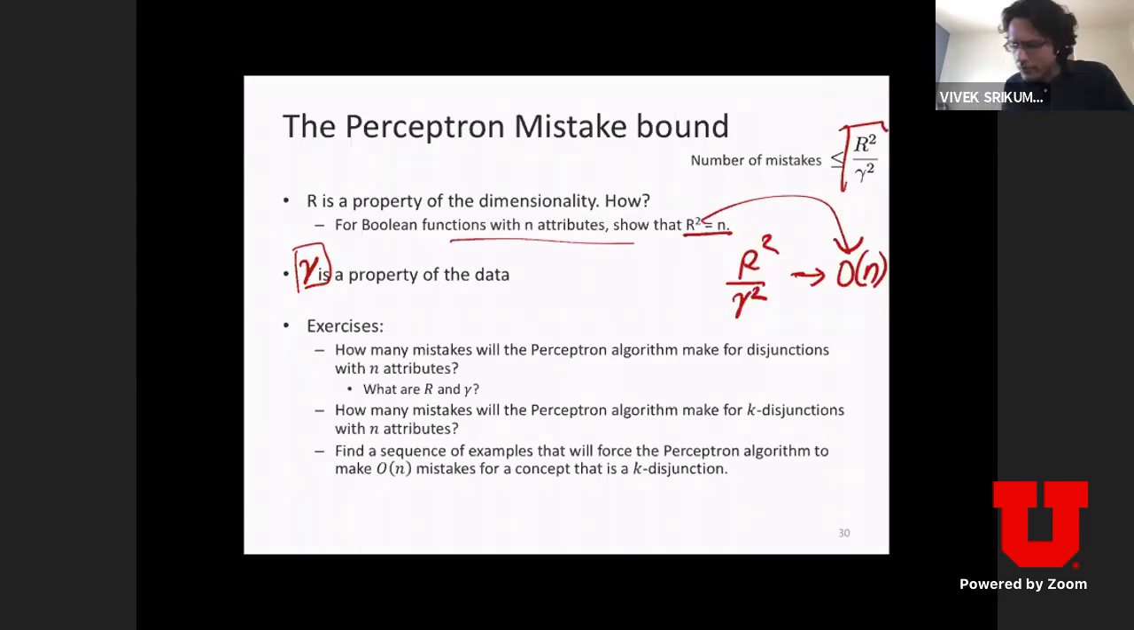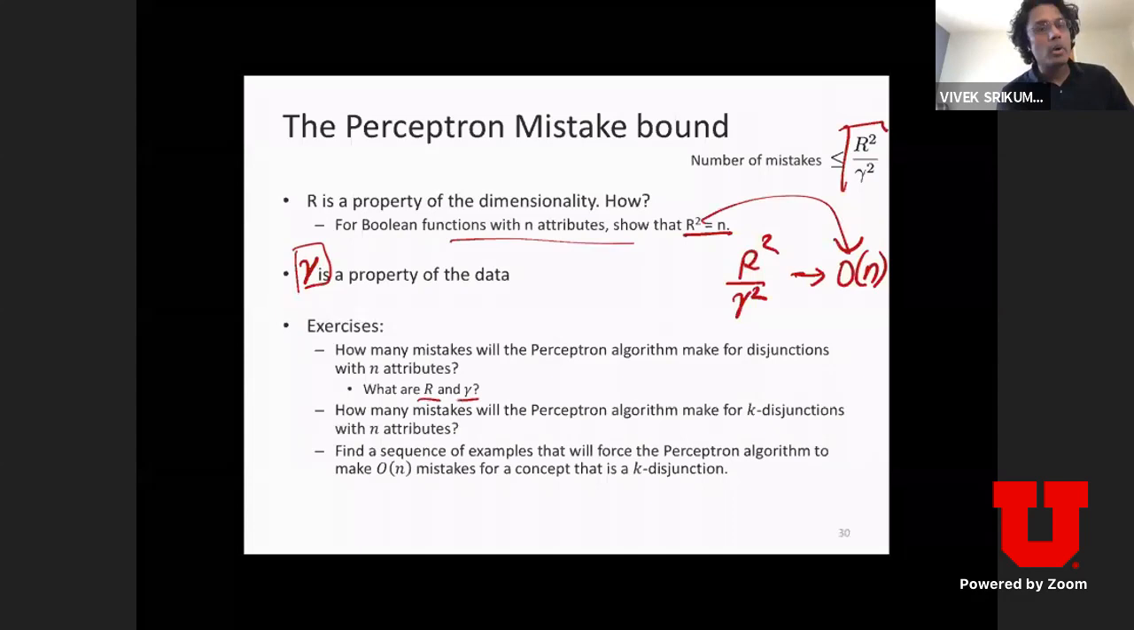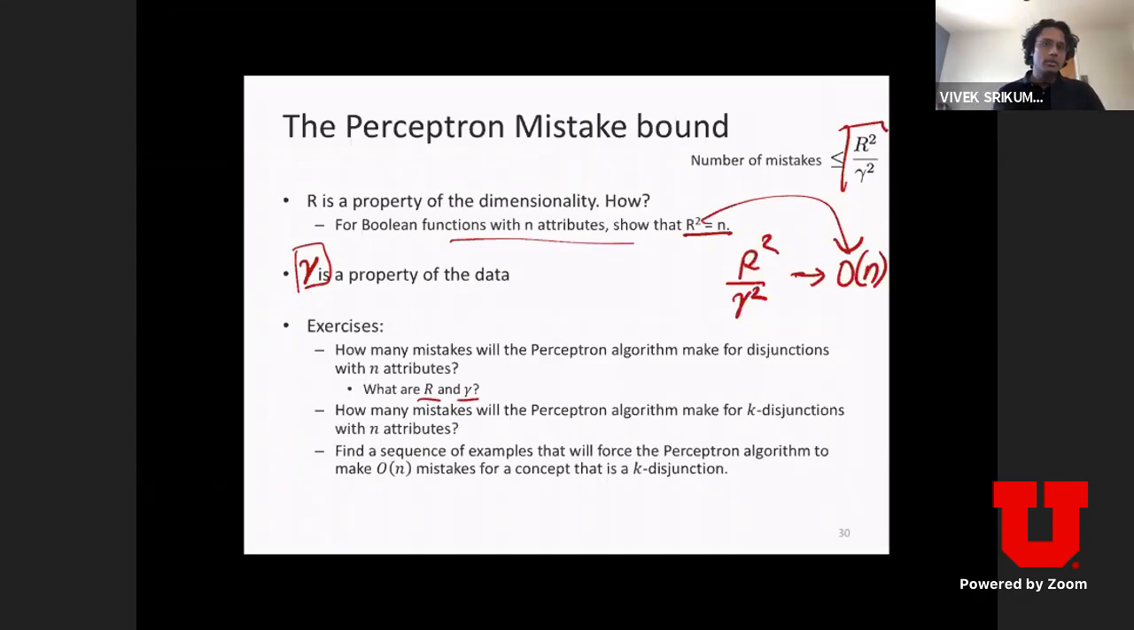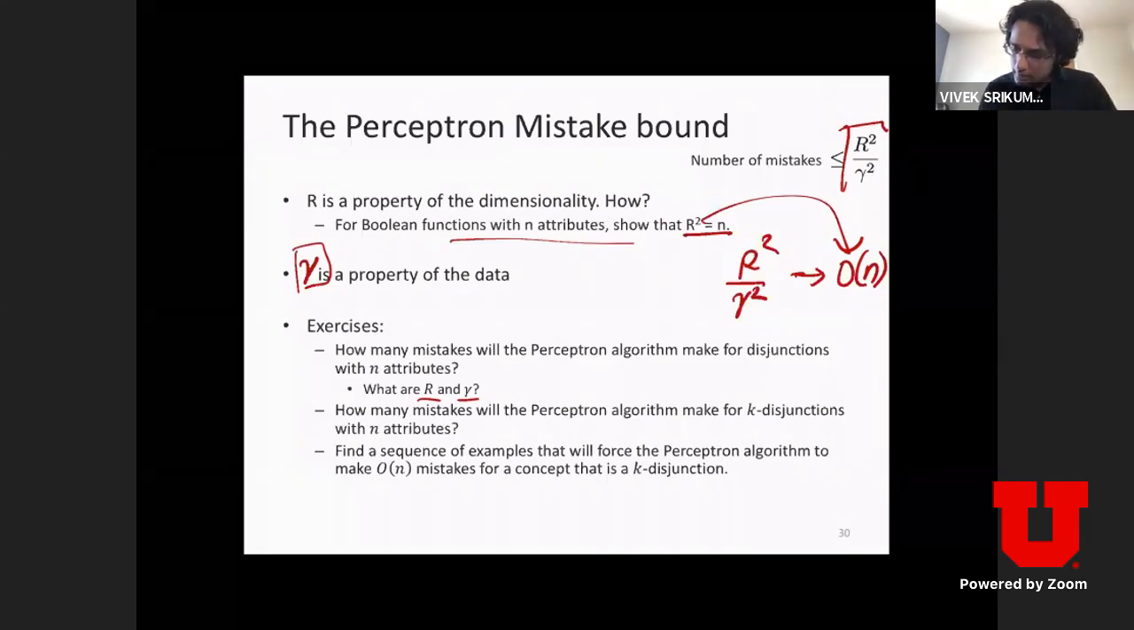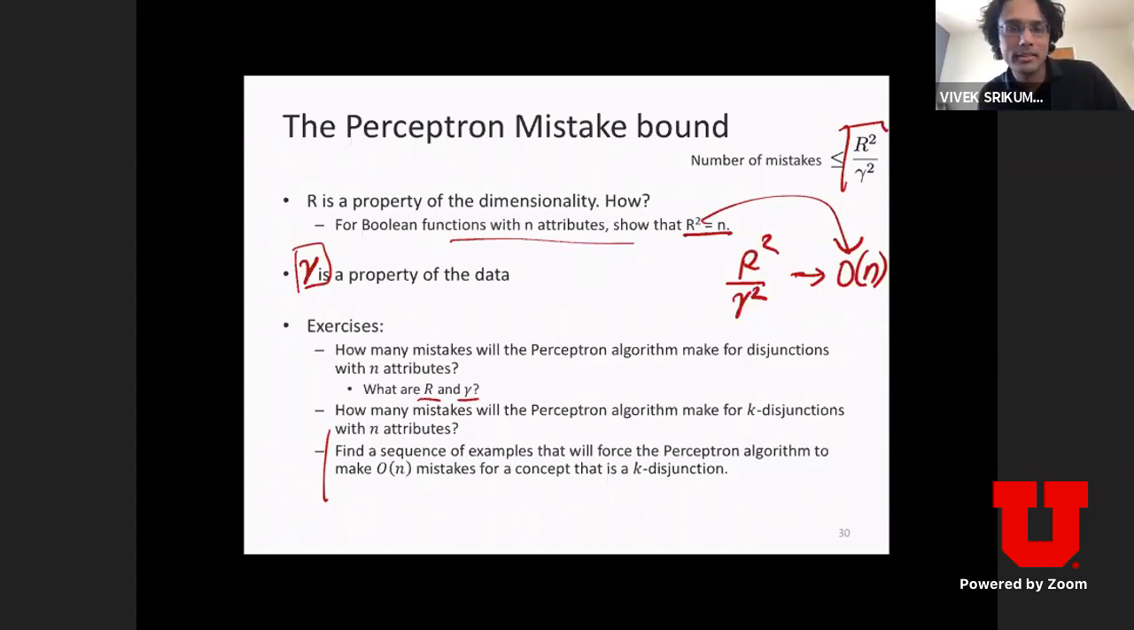So I've written some exercises here. I want you to think about these because these will force you to think about separability and Boolean functions and hyperplanes and such things. Think about how many mistakes the perceptron algorithm will make for N attributes. In order to answer this question, you need to discover what R and gamma would be for a disjunction. Similarly, you can ask the same question about K disjunctions. And this last thing is a difficult question. Find a sequence of examples that force the perceptron algorithm to make N mistakes for a K disjunction.